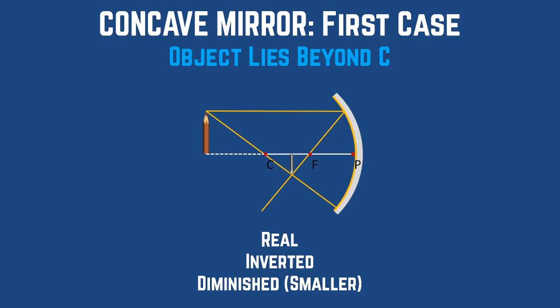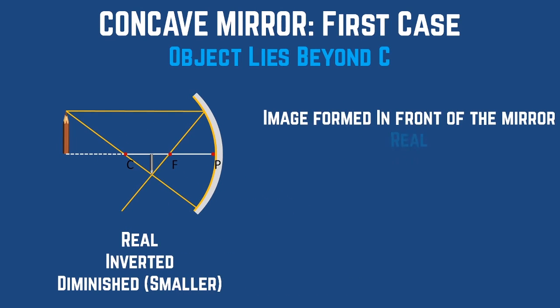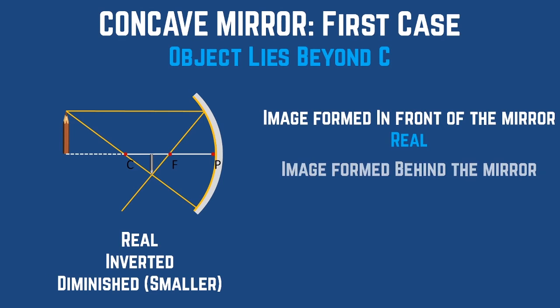When the image formed is in front of the mirror, it is said to be real, and when it is formed behind the mirror, it is said to be virtual. Real images are always inverted, whereas virtual images are always upright.